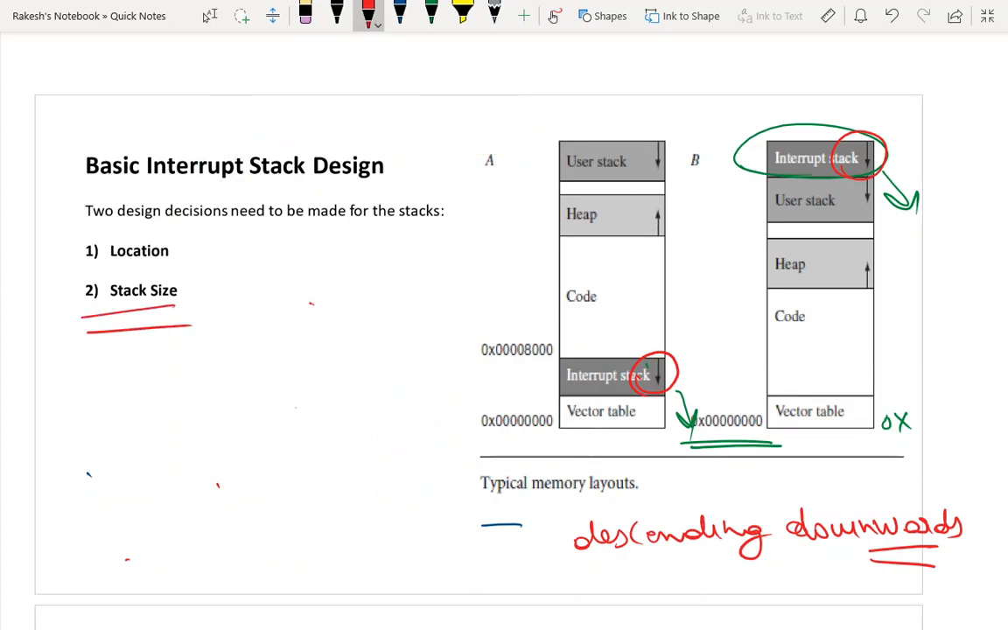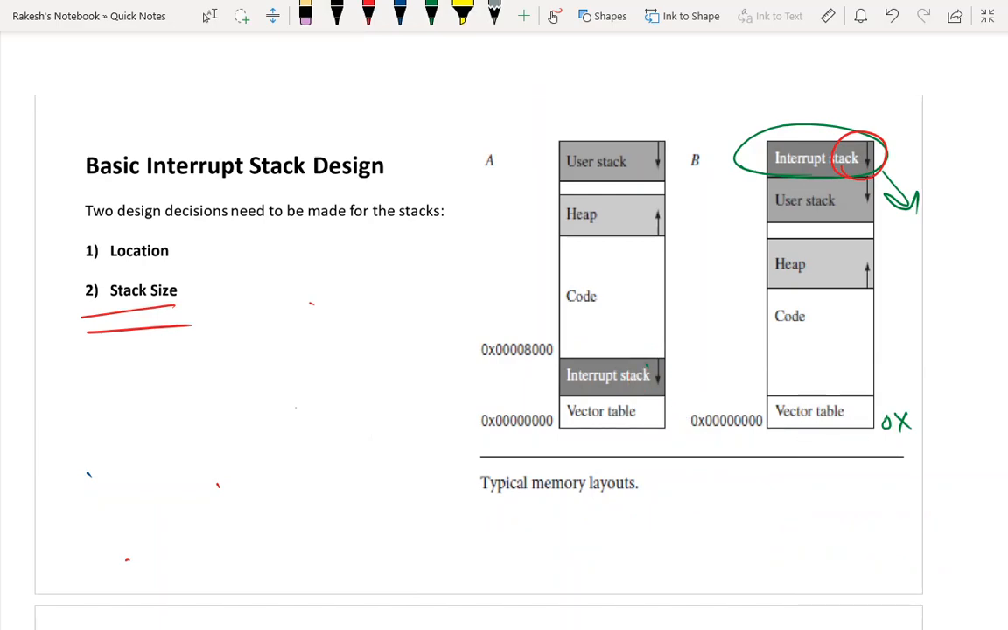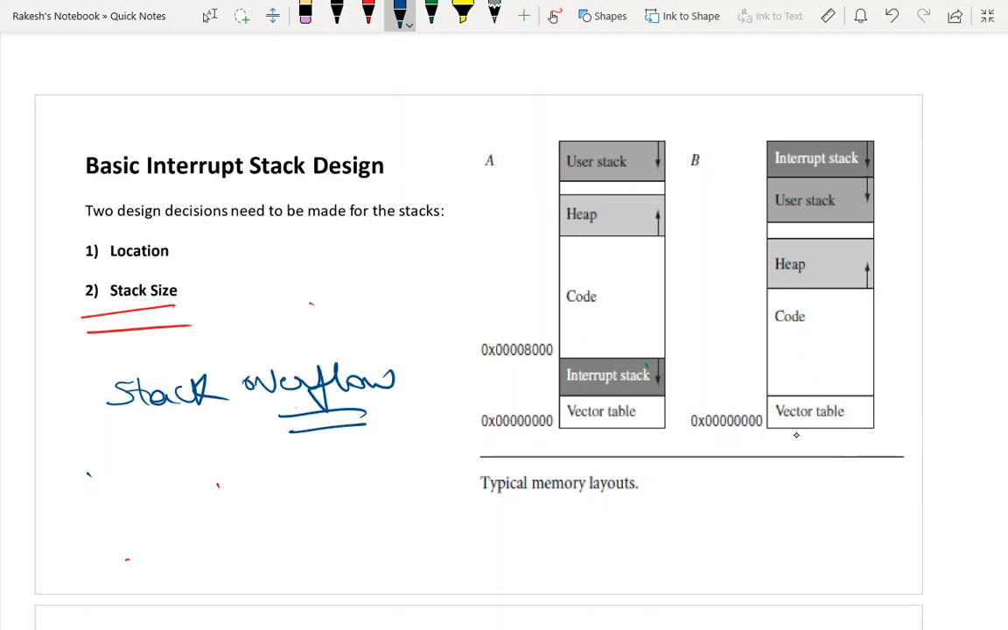Okay, let me actually discuss this memory layout. This is very simple. Of course, if you look into this memory layout, there is one more term we should discuss: stack overflow. This means whatever memory location you have allotted, you push the register contents or any other contents onto the stack.